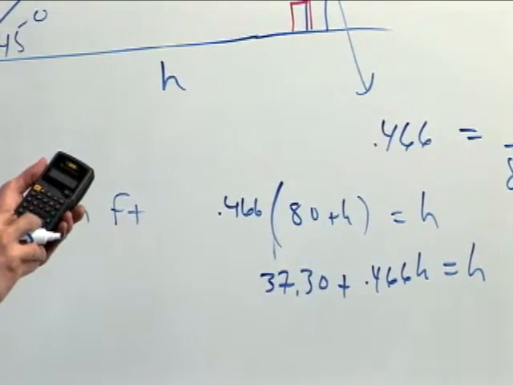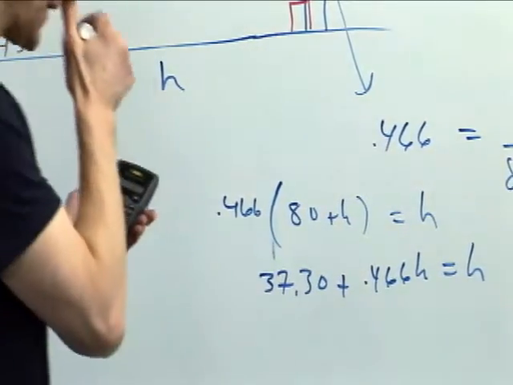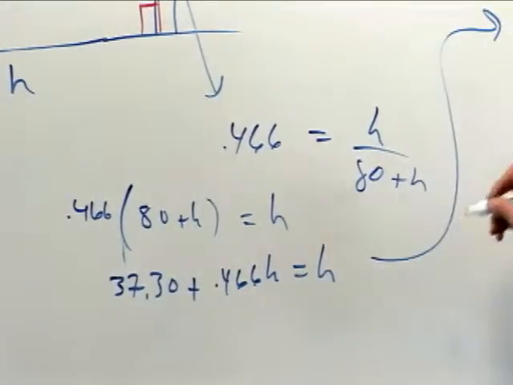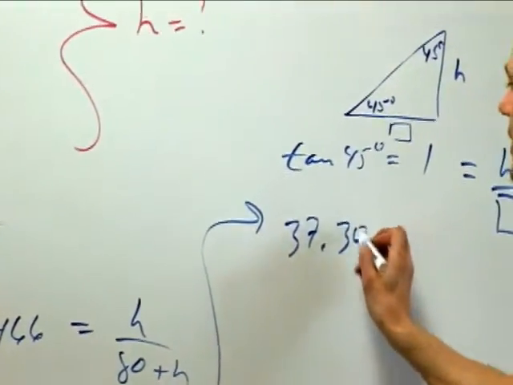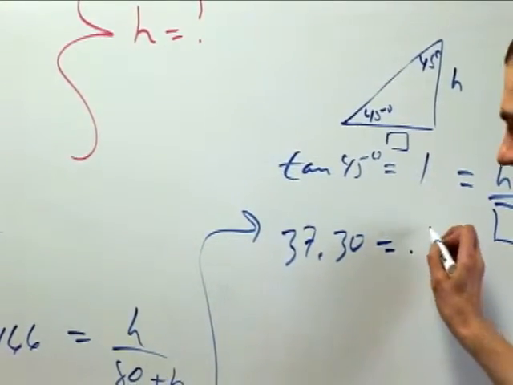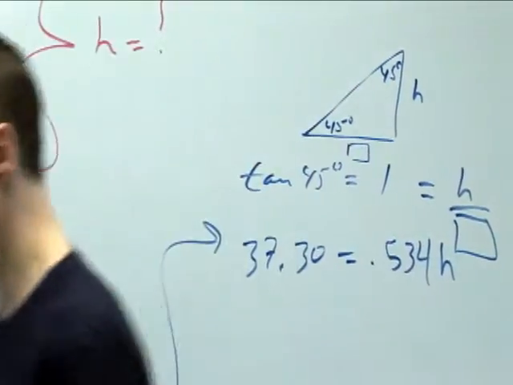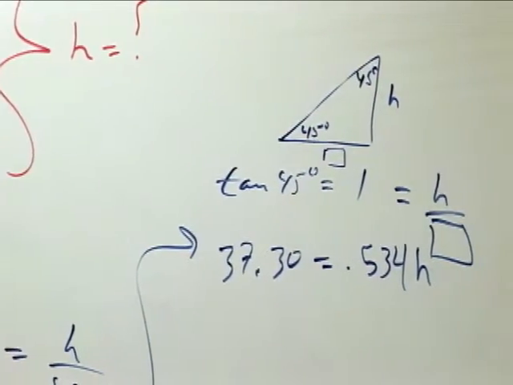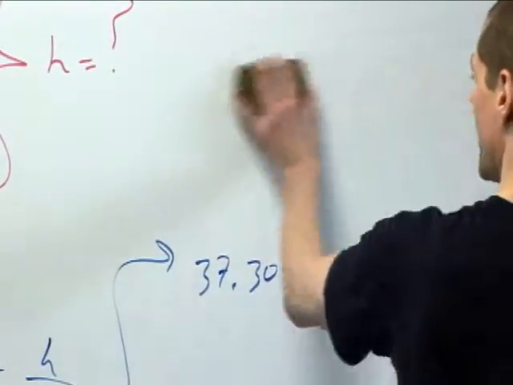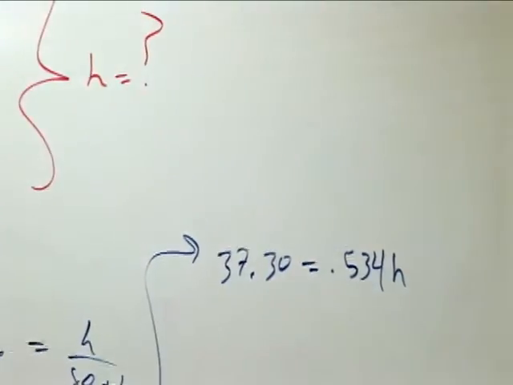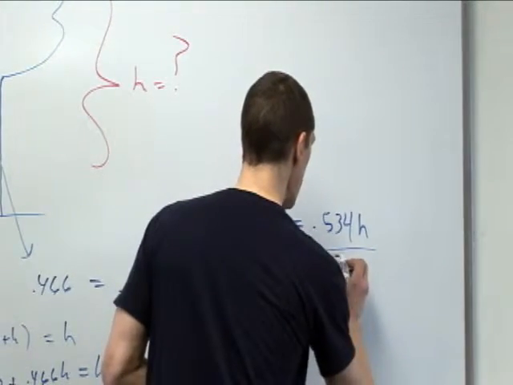Let's see. 1 minus 0.466. We're going to get, bringing this over here, 37.30 is equal to 0.534h. Sorry that I'm running out of room here so badly. In pedagogy class, we're taught about board technique, and mine's kind of bad sometimes. Anyway, I'm going to divide both sides by 0.534.